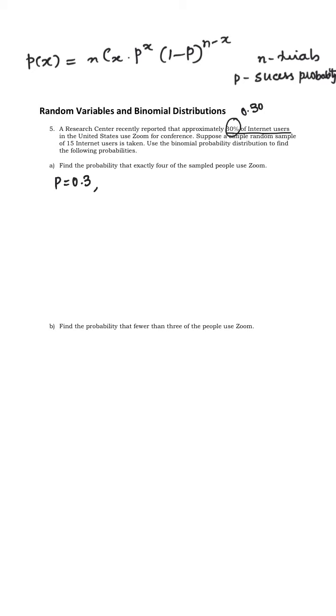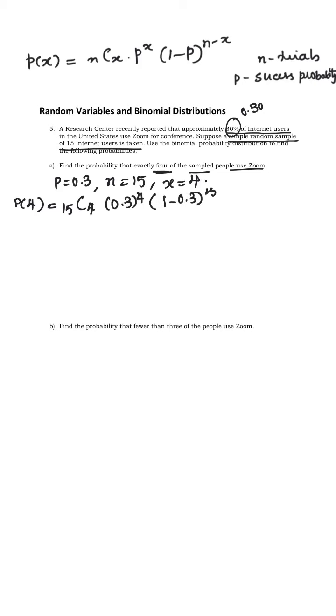And a random sample of 15 internet users are taken, so n equals 15. Find the probability that exactly 4 of the sample people use Zoom. So x will be equal to 4. So find P of 4. So we can use the above formula, like 15 C4 0.3 power 4 times 1 minus 0.3 power 15 minus 4. So 15 C4 0.3 power 4 0.7 power 11.